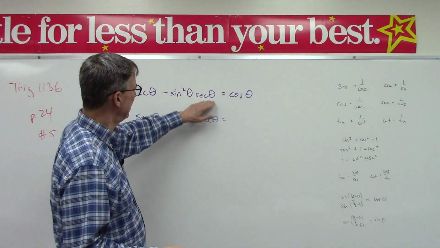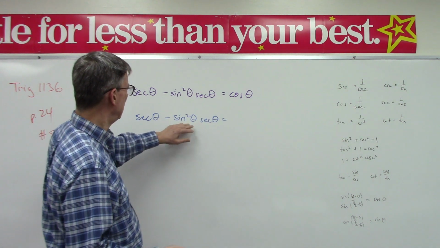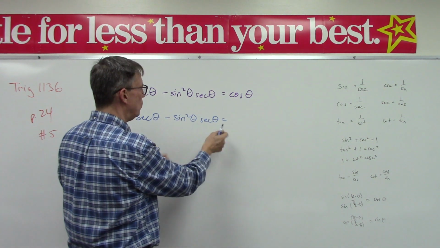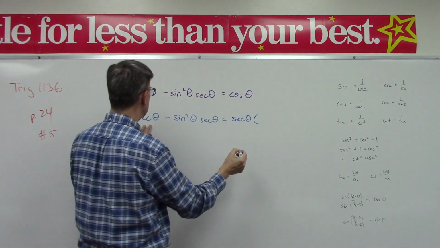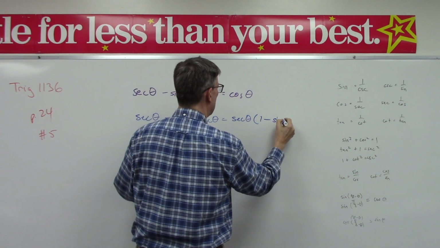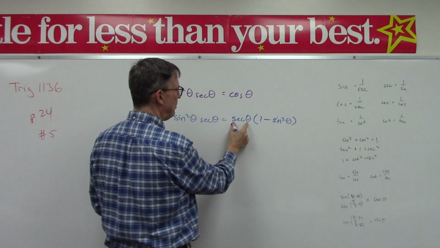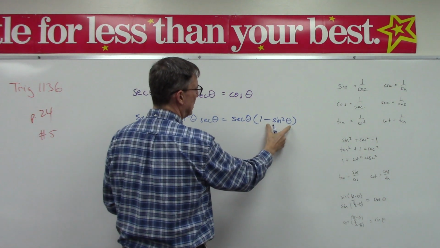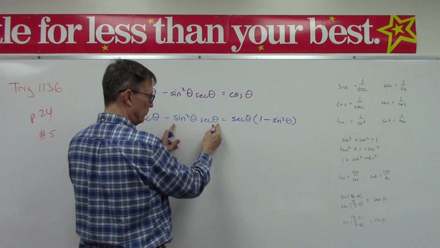So we just wrote this part down again, and now let's see, what can we do here? Secant, here I have sine squared. But because they have the same thing in both of these, what if I factor that out? So secant theta, parentheses, well, that would have to be 1 minus sine squared theta. And you can see that if you do distributive property again, secant theta times 1 would be secant theta. Secant theta times the negative sine squared theta would give us this, okay?